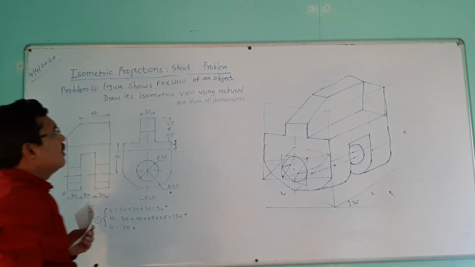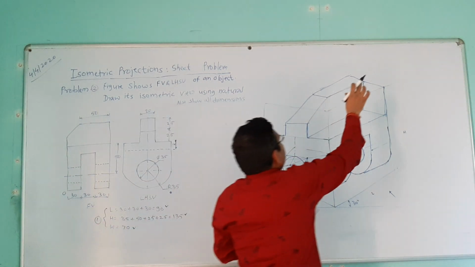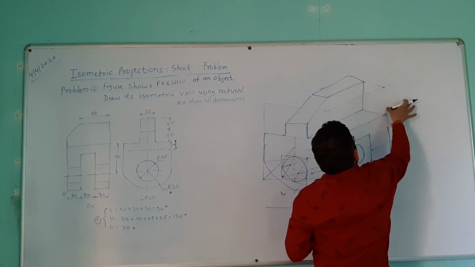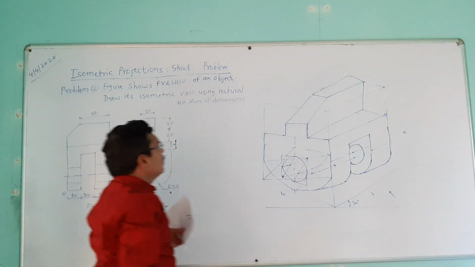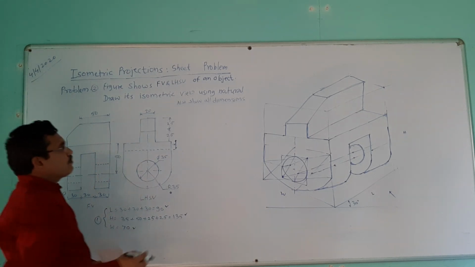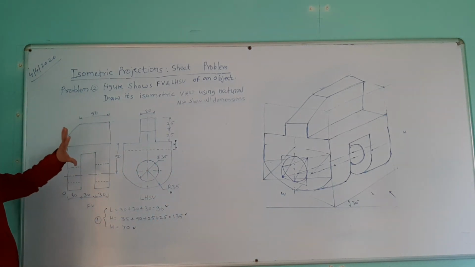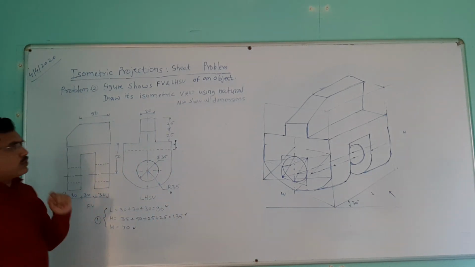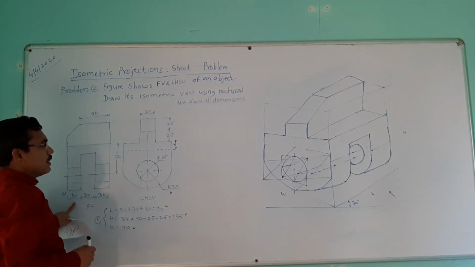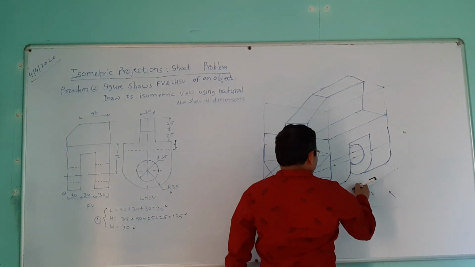So these are the faint construction lines, so you need not draw these lines, but this is the final drawing of our object. Now we have to give dimensions to this isometric view. So whatever dimensions are given in the front view, the same dimensions you have to give here in this view.